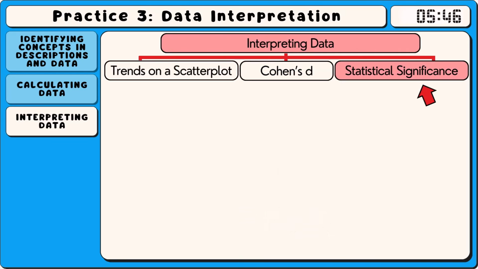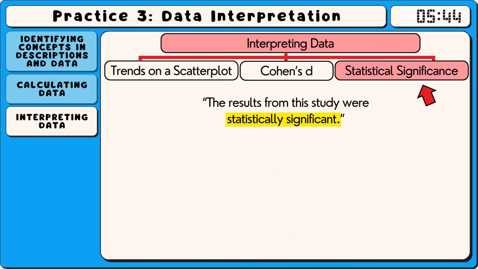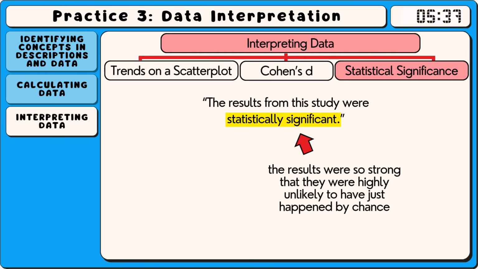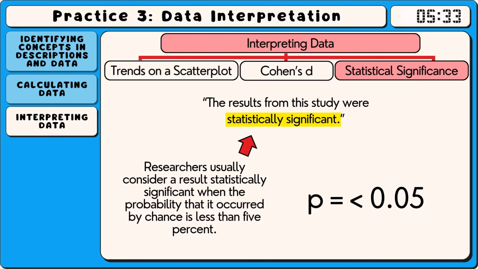Now let's look at statistical significance. You might read in an article on the exam that the results were, quote, statistically significant. This means that the results were so strong that they were highly unlikely to have just happened by chance. Researchers usually consider a result statistically significant when the probability that it occurred by chance is less than 5%. If you see the p < 0.05 statistic within an article, this is indicating that the results were statistically significant and not occurring by chance.